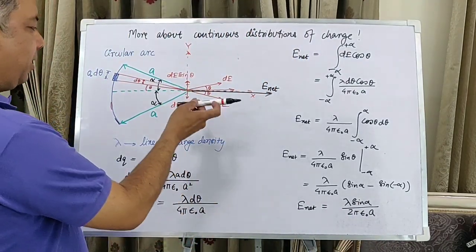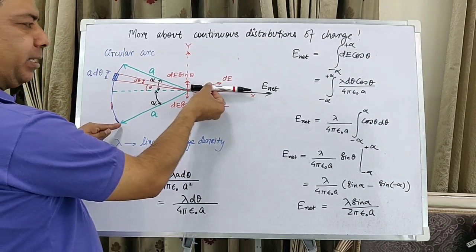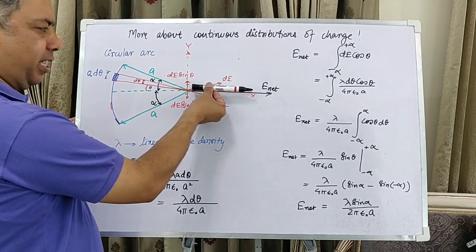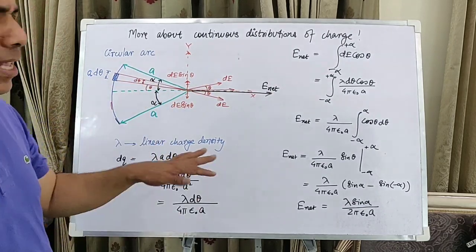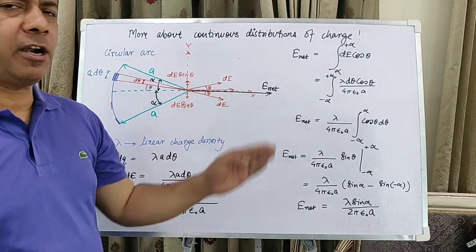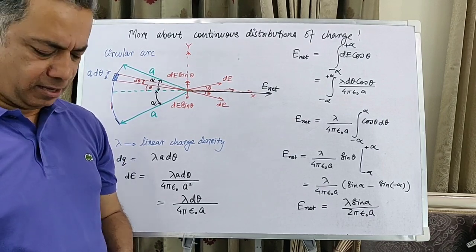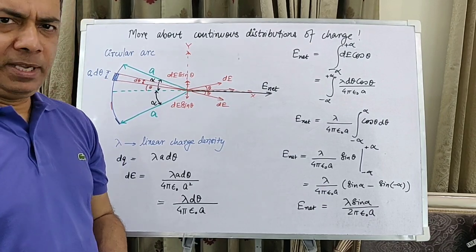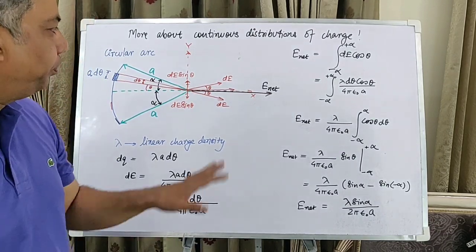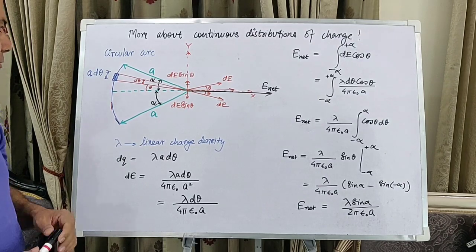That's the net field. So the net field is pointing away from the circular arc in case the charge on it is positive. If the charge is negative, the direction reverses, and that's true of all cases. When we discuss these fields for positive charges, we get a certain direction, and if the charge happens to be negative, the field will be in exactly the opposite direction. So that is the circular arc case.